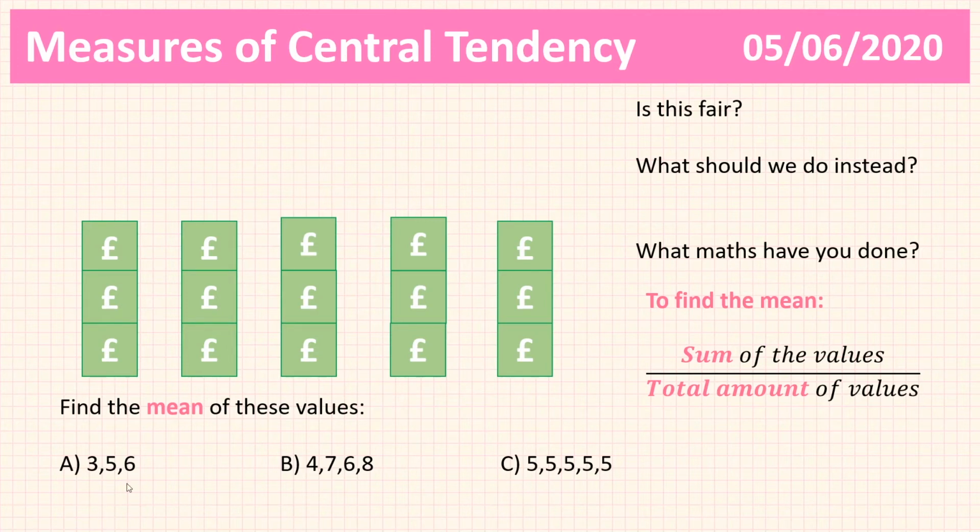Okay, so I'll go through how to answer the first one, and then I'll just tell you the answers to the rest. So the first one, we need to add all these numbers up. 3 add 5 add 6 gives me 14, and that's the sum of the values, and I need to divide it by how many values there are. Well, there are 3 values, so I do 14 divided by 3, and that gives me 4.6 recurring. Same thing for question B, I should have got 6.25, and question C, I just get 5. That is how you would work out the mean.